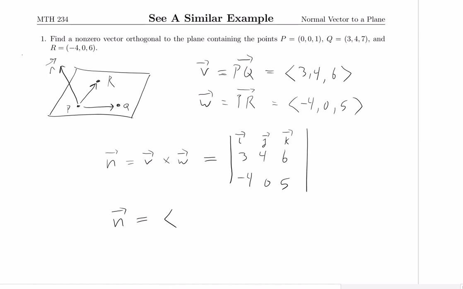So let's see, the I position will be 20, the J position will be -39, and the K position will be 16. And so there we have it. This is a non-zero vector, and it is orthogonal to the plane that we were given at the beginning.